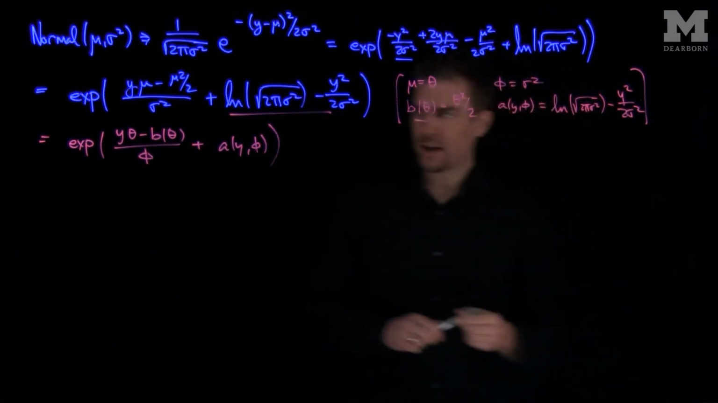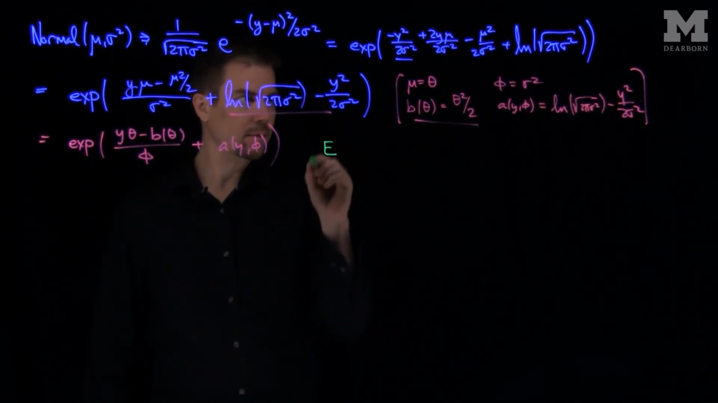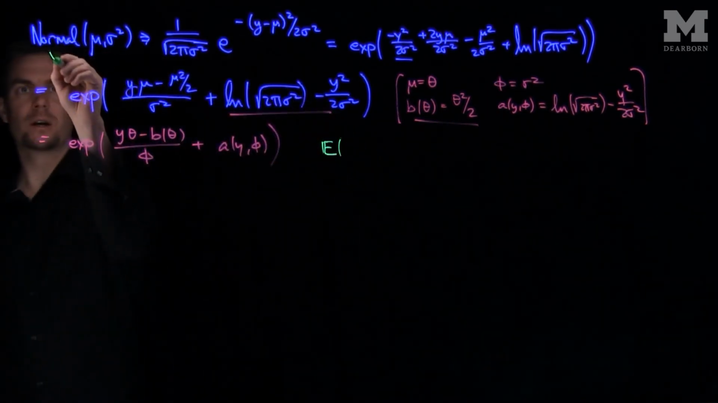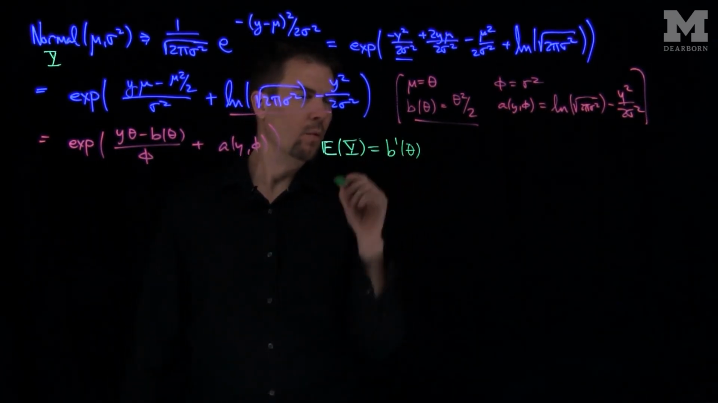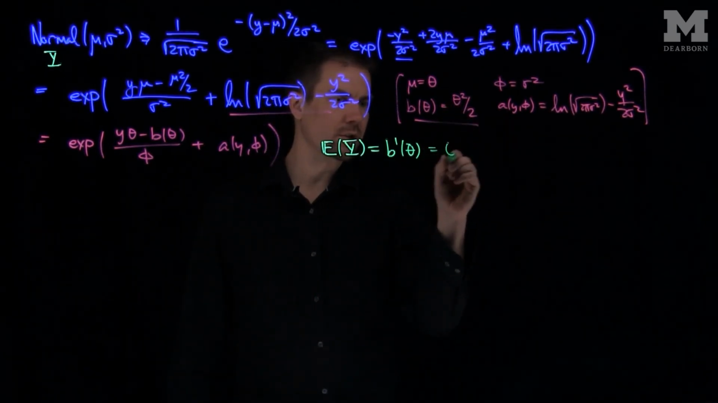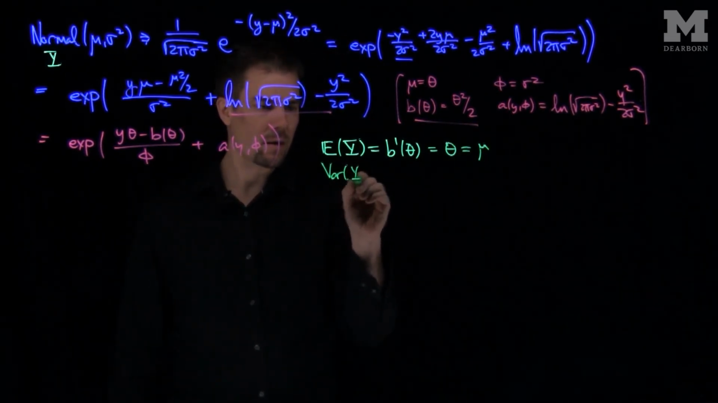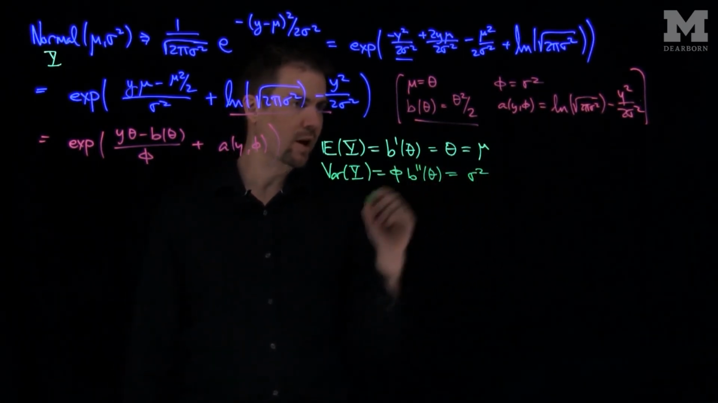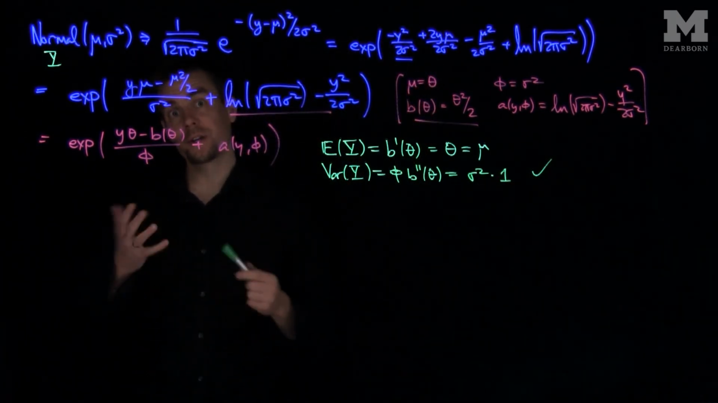And so let's verify this. So we know that our expected value of a random variable, let's call this random variable over here y. Our expected value of y, our formula for this, is b prime of theta. Well, b prime of theta is going to be what? The derivative of theta squared over 2 is just going to be theta, and we know that theta is equal to mu, so that checks out. We know that the variance of y is phi b double prime of theta for a linear exponential family, so this is going to be sigma squared. The second derivative of b is equal to 1. So indeed it checks out, and we have written our normal random variable in the linear exponential family.